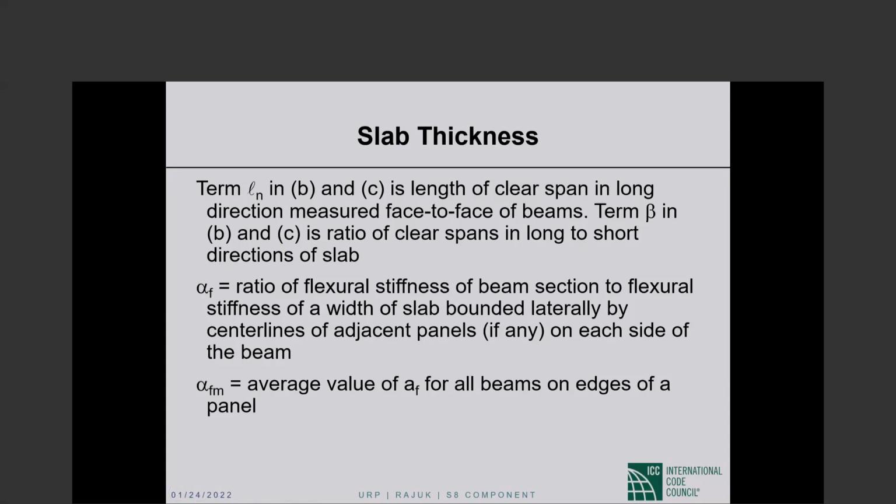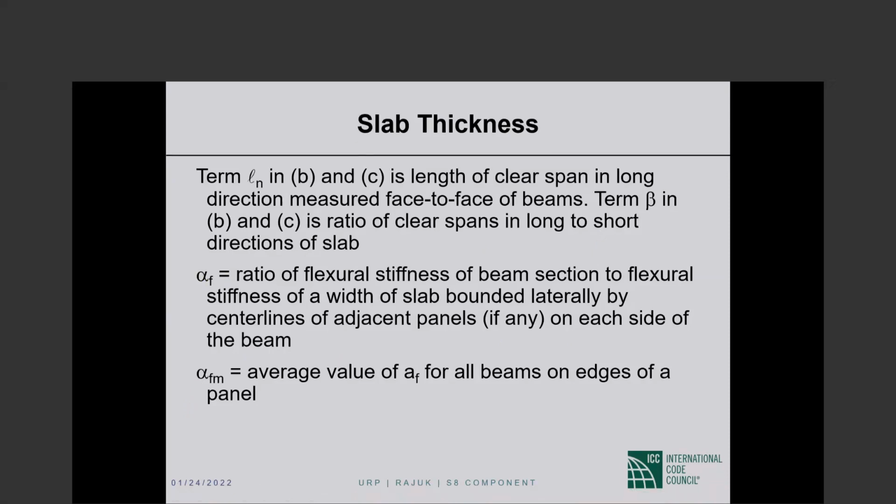So alpha sub f, I will read it again and then I have a picture. Ratio of flexural stiffness of beam section to flexural stiffness of a width of slab bounded laterally by center lines of adjacent panels. So this is center line of panel to center line of panel slab width stiffness of that. Alpha sub fm, so there is a beam on each of the four sides. Alpha sub fm is the average value of alpha f for all beams on edges of a panel.